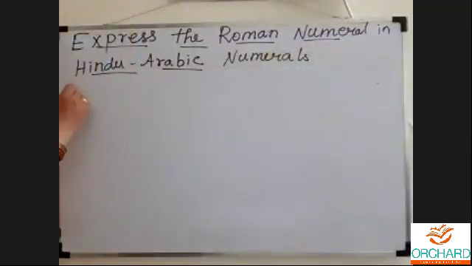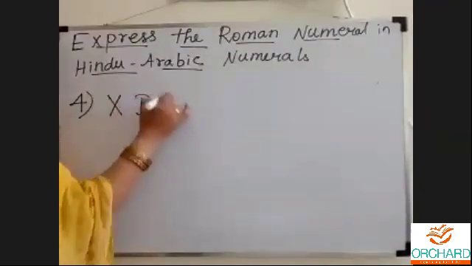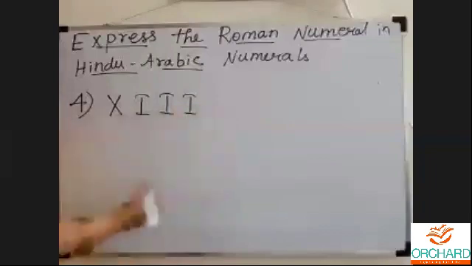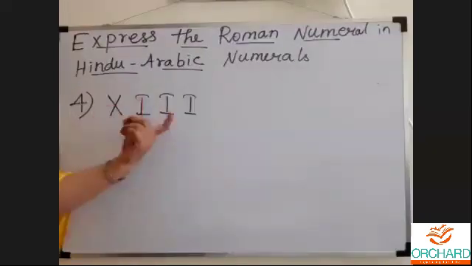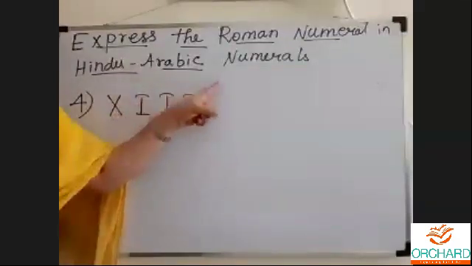Okay. So last class we had seen only 3 problems. Now let's note it as the 4th problem: XI. Here it is given in the form of Roman numeral. We have to express it as Hindu-Arabic numeral.